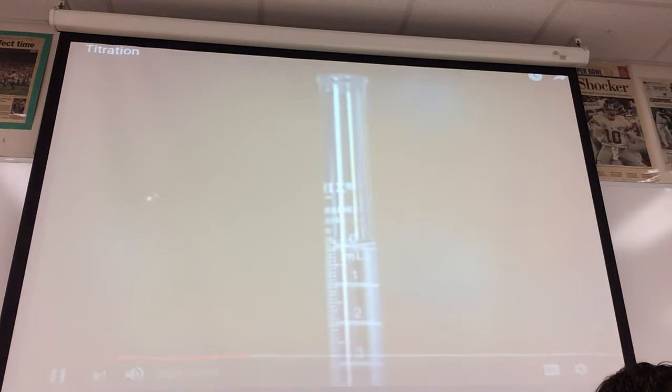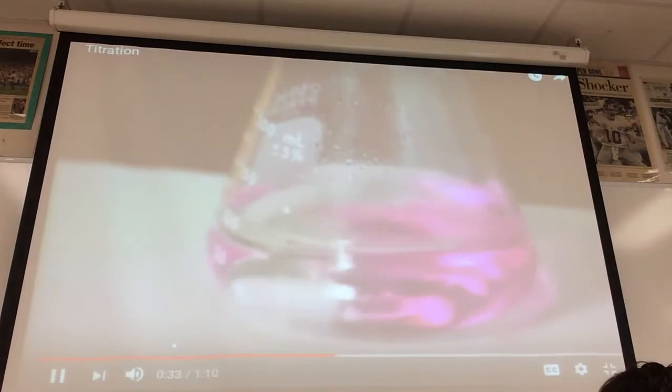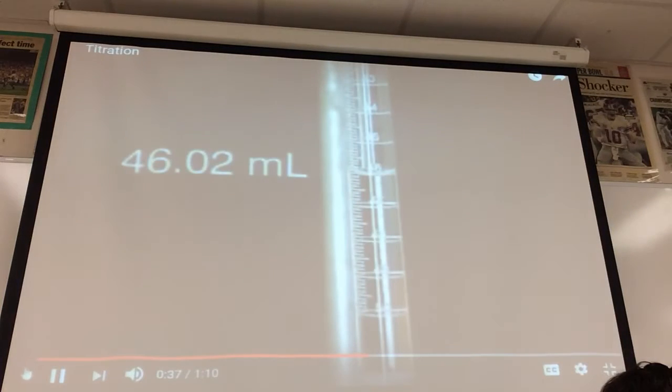The burette is filled with a sodium hydroxide solution of known strength and an initial reading is taken. The base is added to the acidic solution until the solution stays a slightly pink color. At this endpoint, a final reading is taken.